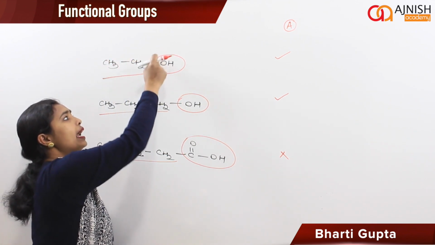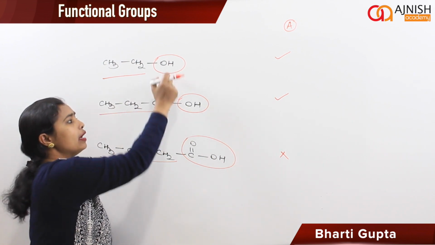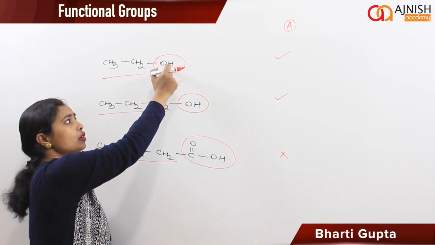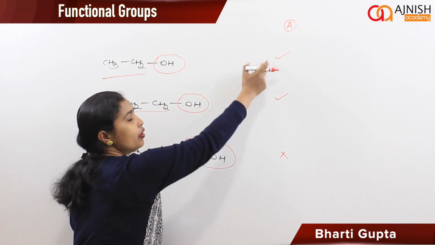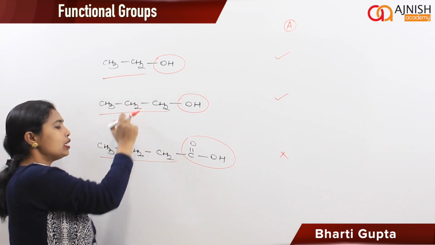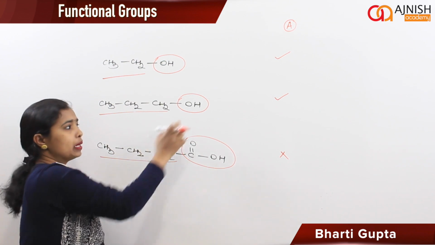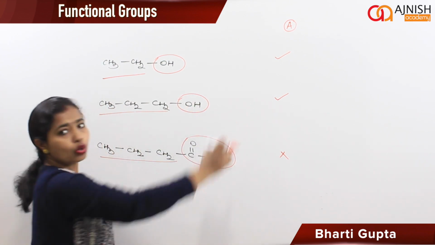Now if we analyze these compounds, we can see here there is a chain of 2 carbons and an OH group. Here there is a chain of 3 carbons and an OH group. The chain of carbon is not the same, but this group is the same. They are showing the same type of chemical reaction. Now if we compare these two compounds, the carbon chain in these two compounds is the same, but the other group is not the same and the nature of reaction is also not the same.